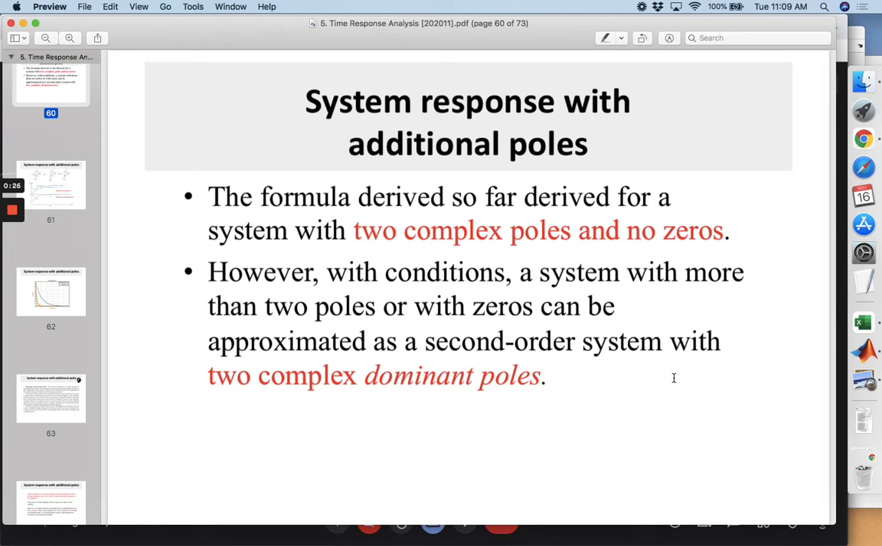With certain conditions, a system with more than two poles or with zeros can be approximated as a second order system with two complex dominant poles. Meaning that if we have a third order system, fourth order system, fifth order system, or a second order system with zeros, third order system with zeros, and so on, we can, under a certain condition, use what we have learned so far, the second order system analysis, to approximate the higher order system.